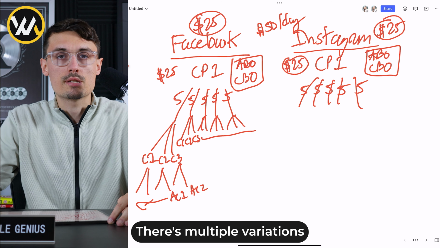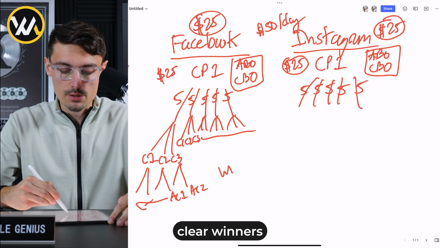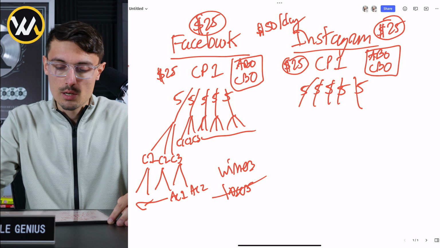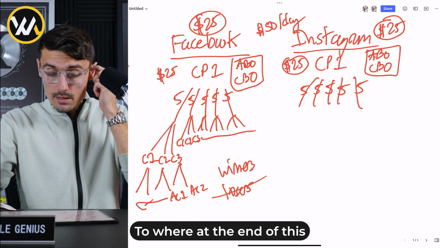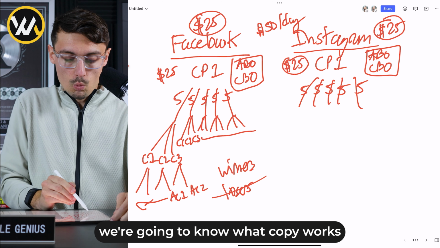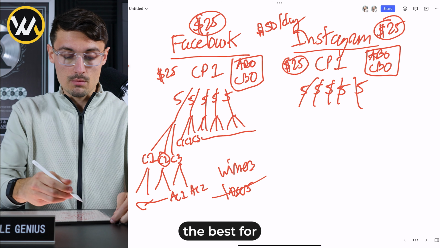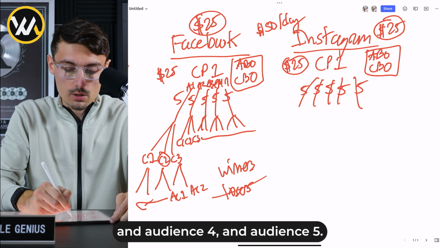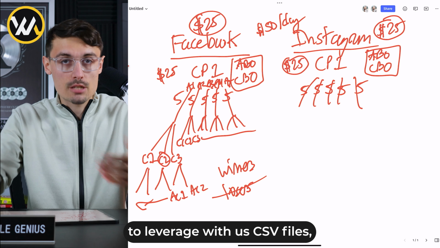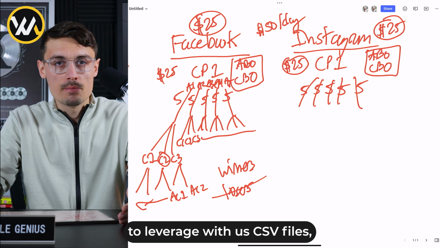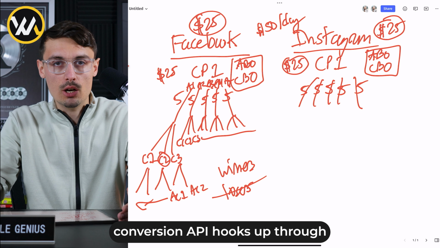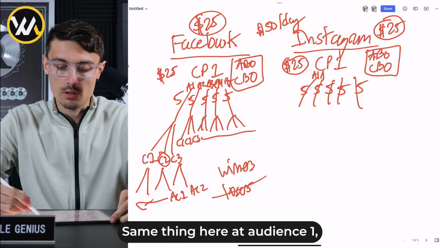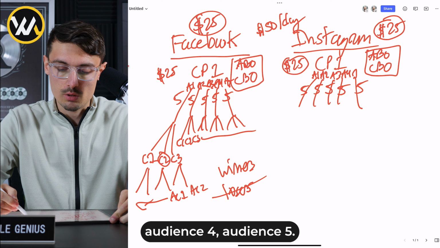There's multiple variations going on here to make sure that we can find clear winners and cut losers. Same thing happens here. To where, at the end of this, we're going to know what copy works the best for, there's going to be 5 audiences. We have audience 1, audience 2, audience 3, audience 4, audience 5. Maybe you have prior data to leverage with us. CSV files, email lists, okay, conversion API hooked up through Go High Level, whatever that looks like inside of your business. Same thing here at audience 1, audience 2, audience 3, audience 4, audience 5.